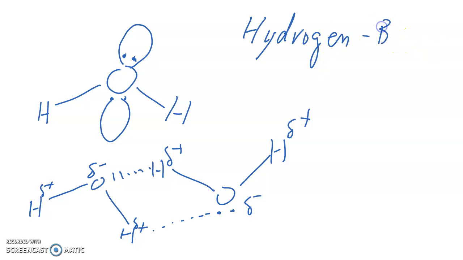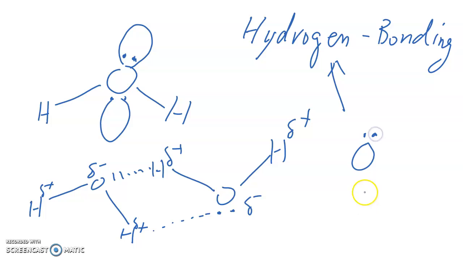Hydrogen bonding. Hydrogen bonding will involve hydrogen, and usually it will involve either oxygen with lone pair electrons or nitrogen with lone pair electrons. So the dipole-dipole attraction that is due to the hydrogen and these atoms with lone pair electrons, we call that hydrogen bonding.